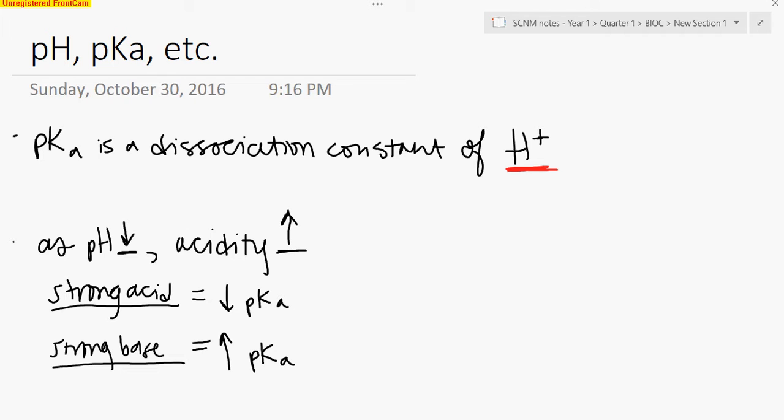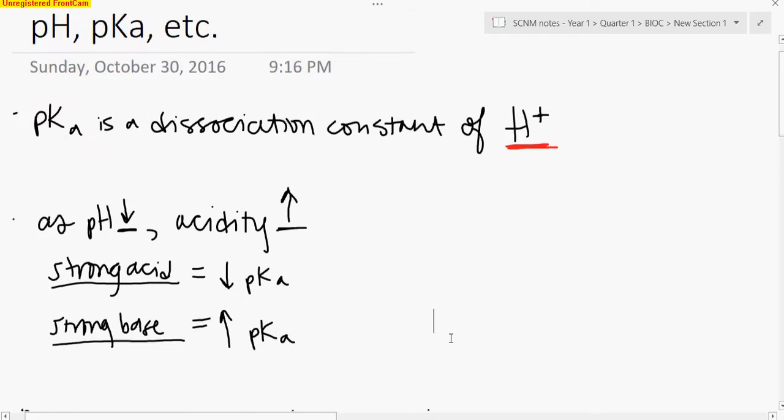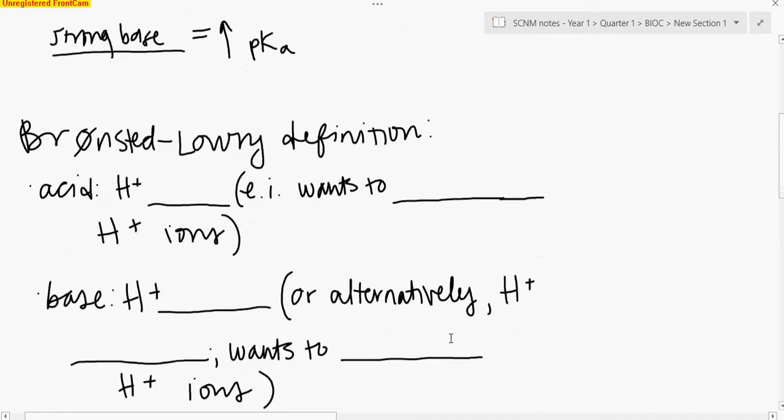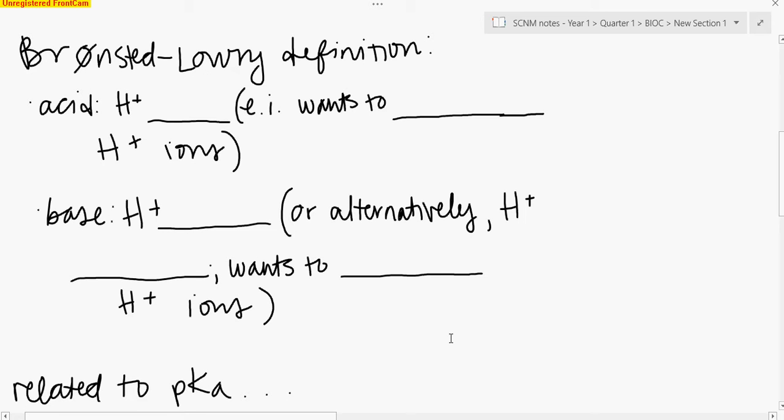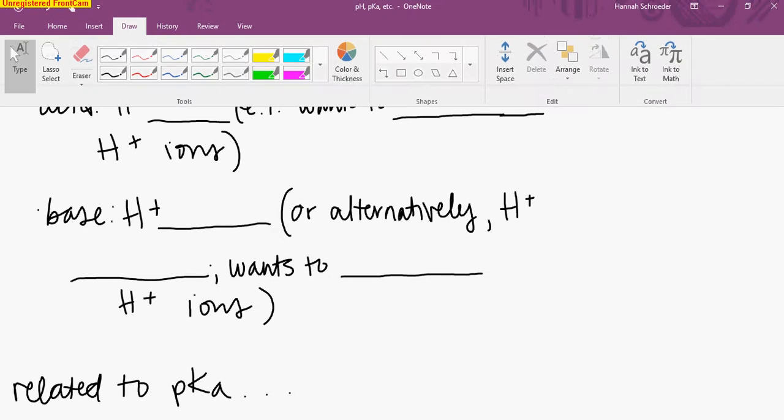Alternatively, if a strong acid has a low pKa, a weak acid will have a higher pKa compared to a strong acid. And if a strong base has a high pKa, a weak base will have a lower pKa than a strong base. So what does all this mean? Right now it probably just sounds like words, so let's go into the definition of what an acid and a base is, because I think this will clear some things up, and then we can relate it all back to pKa. So the Bronsted-Lowry definition of an acid is that an acid is a hydrogen ion donor.